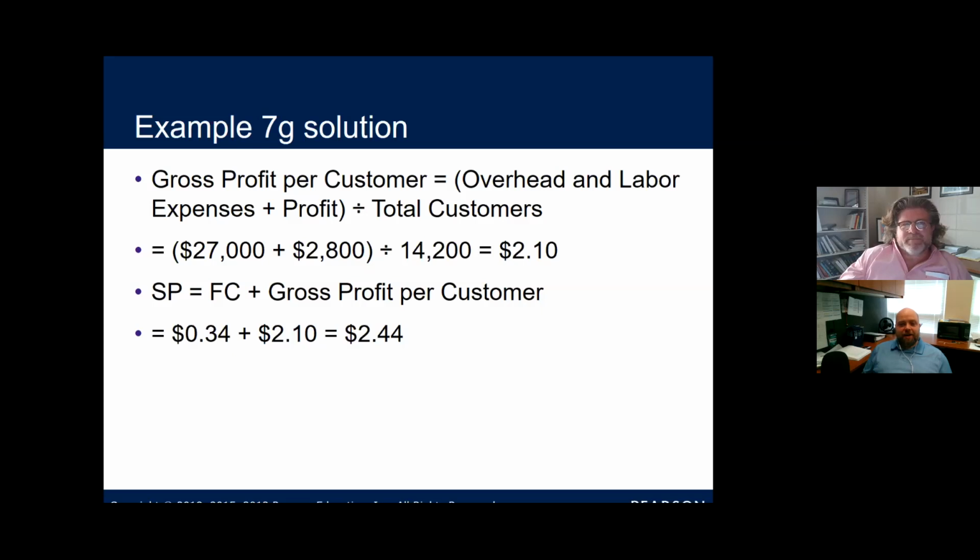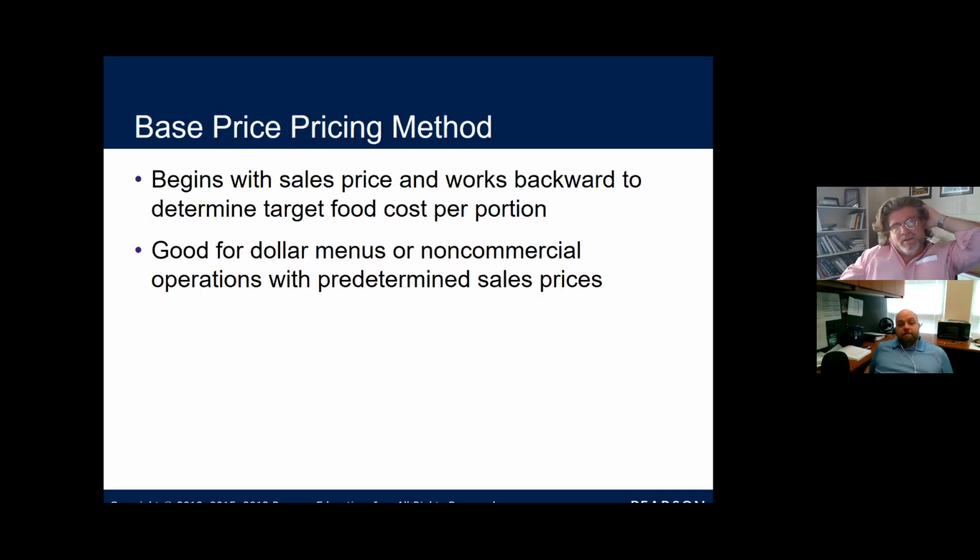But then we've got the base price modeling. Here we work with a sales price and we work backwards and figure out what our food cost is per portion. This works well if we have a dollar menu, where everything costs $1. Because when you go through Taco Bell and you go to the dollar menu, not everything on that menu costs the same to make. So they're calculating this backwards.